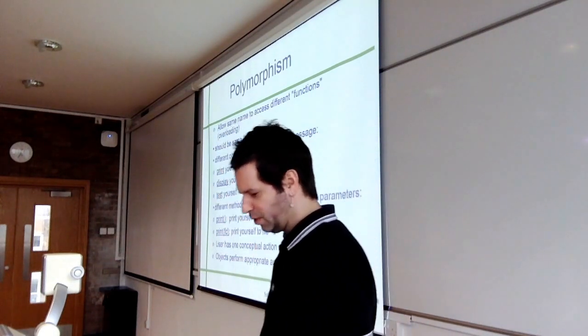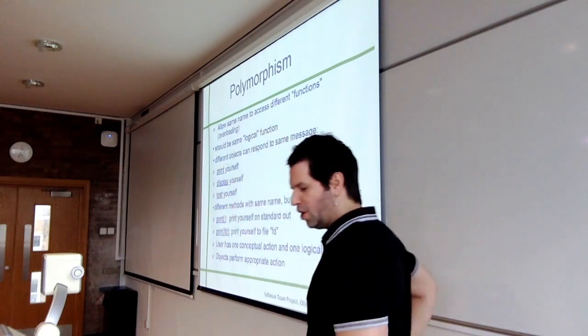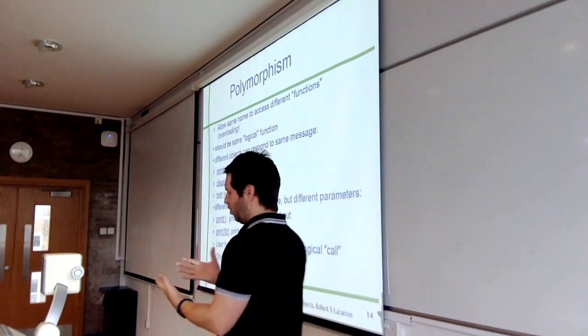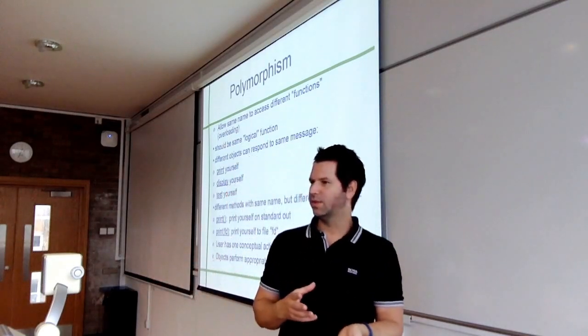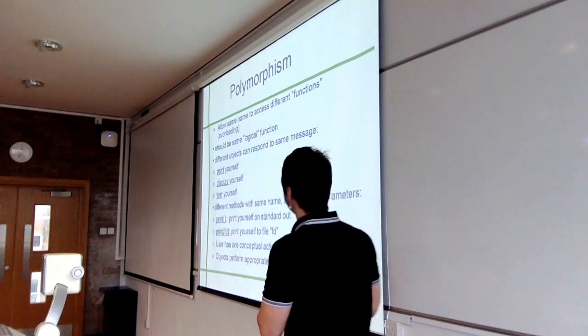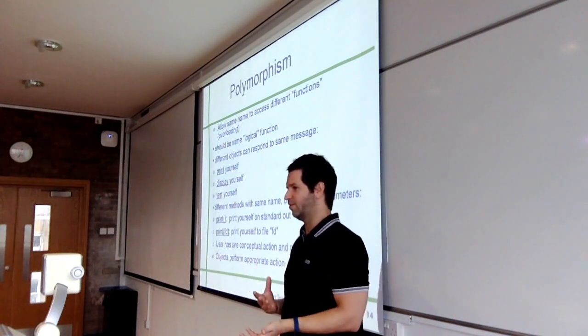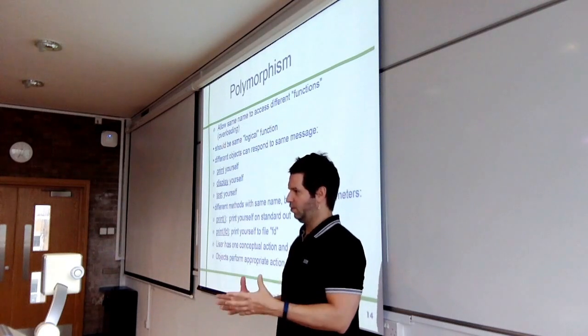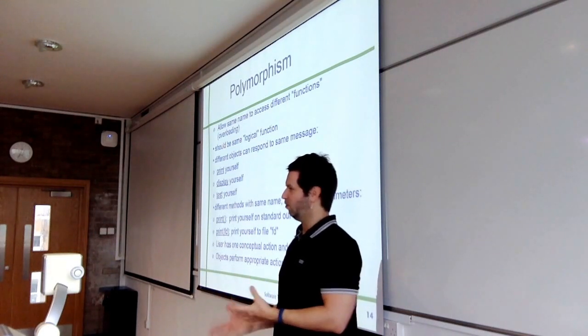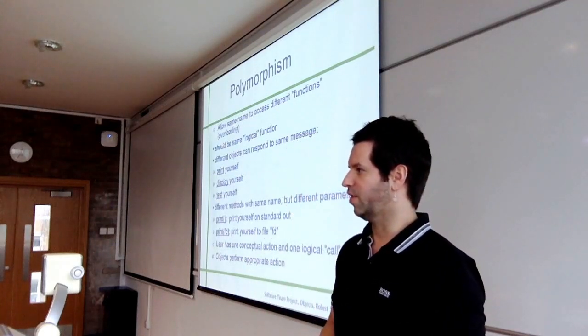So different methods with the same name but different parameters are also possible. So in Java, every object has a toString method, right? That's a good classic example of polymorphism. But what that method returns is different for every object. The name and the input is the same, but the value it returns and the implementation is different for every object.